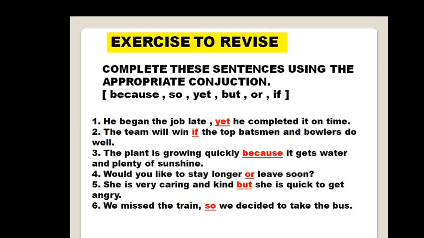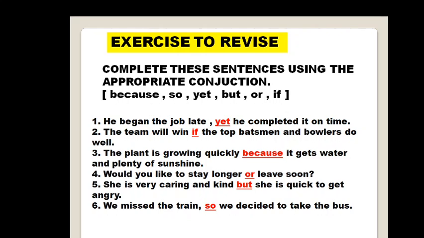Second sentence. The team will win, dash, the top batsmen and bowlers do well. The team will win when the top batsmen and bowlers do well. So here it is expressing a condition. To show a condition, what is the conjunction we use? Yeah, it's if. So the answer is if.